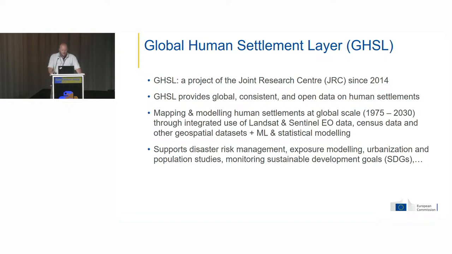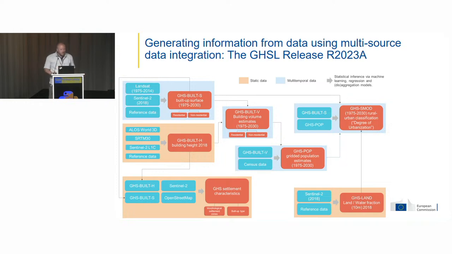The aim of the GHSL is to support disaster risk management, exposure modeling, urbanization and population studies, monitoring of the Sustainable Development Goals by means of so-called SDG indicators, and many other applications. I don't want to go too much into detail here. It's just to illustrate that the recent release, GHSL 2023A, basically contains a wide range of different data sets. Some of them are multi-temporal, the blue ones, from 1975 to 2020, and then extrapolated into the near future to 2030. Some of them are static, so they're just available for one year, which is 2018.